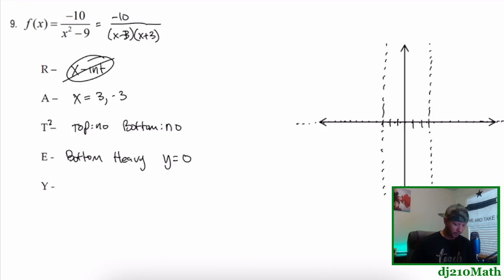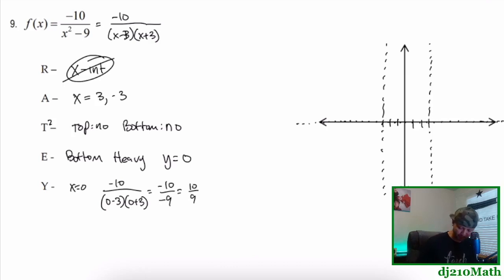All right, and it crosses the y-axis when x is 0. So negative 10 over 0 minus 3 times 0 plus 3. So this is going to be negative 3 times 3, which is negative 9. So negative 10 over negative 9, which is positive 10 ninths. So it's a ninth bigger than 1. Right? 1 and 1 ninth. Positive 1 and 1 ninth.